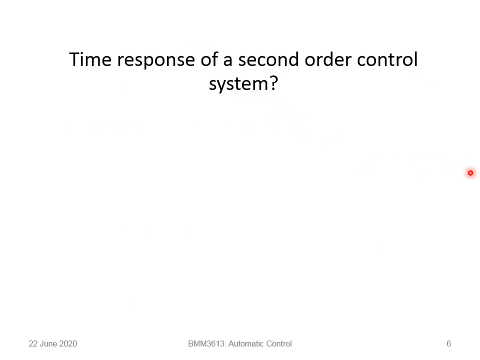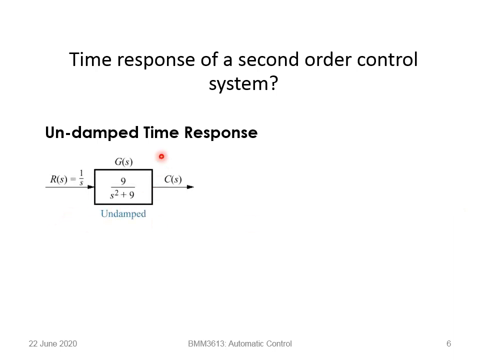And now let's go to the next category of time response, the third one. If we recap a bit, the first one is what we call the overdamped system. The second one is what we call the underdamped system, and now we are at the third category of second order time response, what we call the undamped time response. This is a transfer function that will give us an undamped time response. So imagine we have a transfer function of 9 over s squared plus 9.